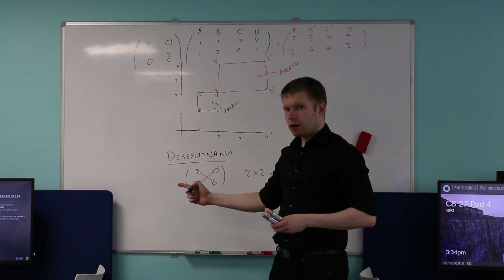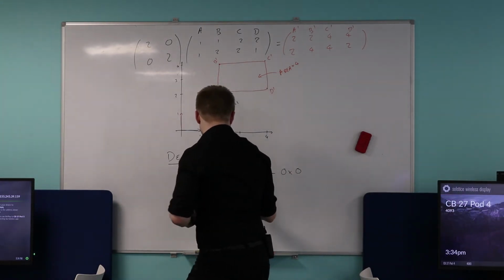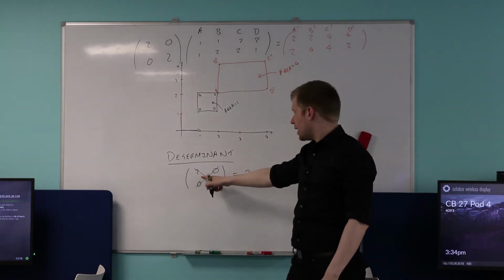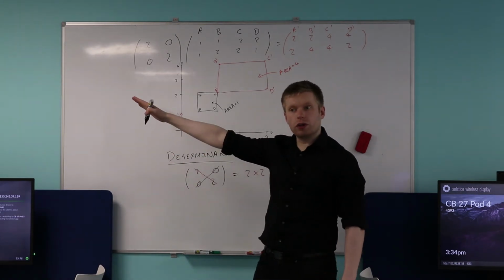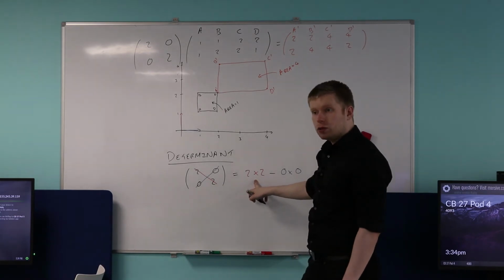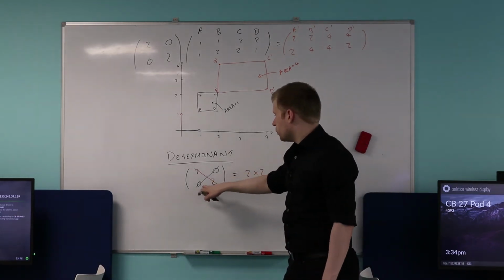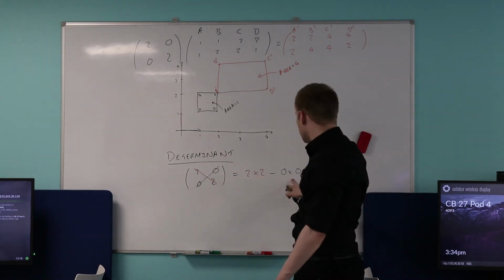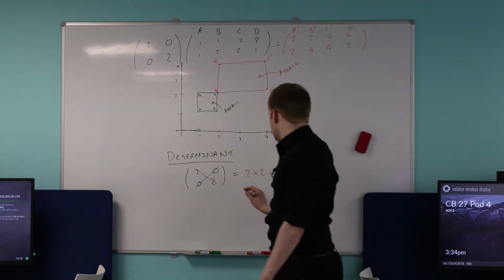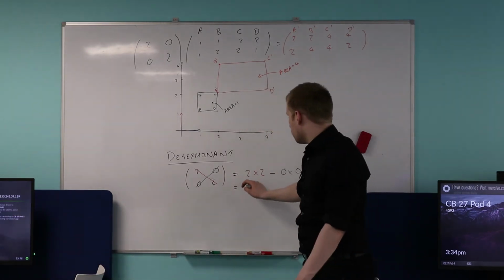Does anybody recognize doing this before? Yeah? Maybe? No? Okay. So you're happy, all I've done here is I've taken the leading diagonal, in other words the one that goes from top left to bottom right, multiplied those together, I get 2 times 2, and I'm subtracting these 2 elements multiplied together. So 0 times 0, which makes 0. So 2 times 2 makes 4, take away 0, the answer is 4.